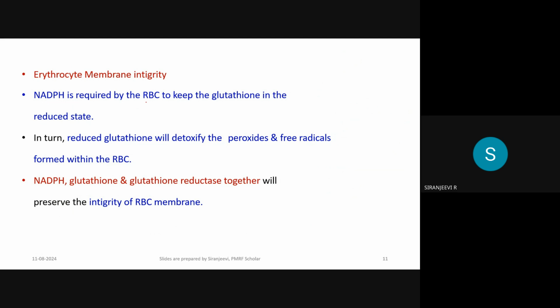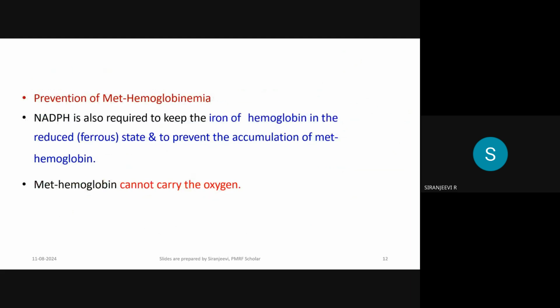NADPH is really required for the RBC to keep the glutathione in the reduced state. The reduced glutathione will detoxify the peroxides and the free radicals formed within the RBC. NADPH, glutathione and glutathione reductase together will preserve the integrity of the RBC membrane. The next property of NADPH is prevention of methemoglobinemia. Normal hemoglobin has Fe2 plus ion.